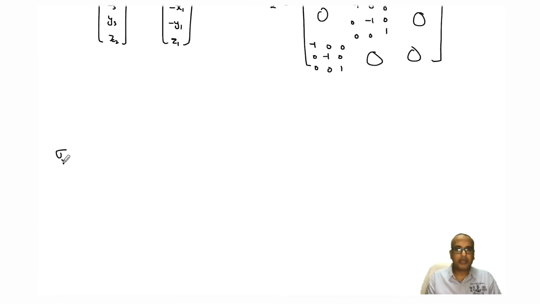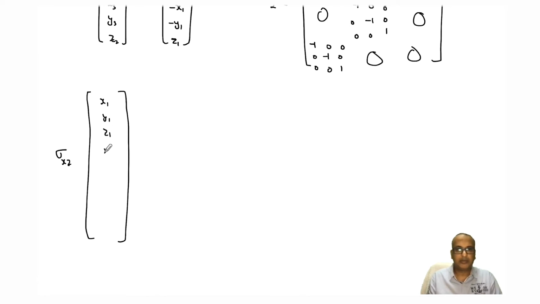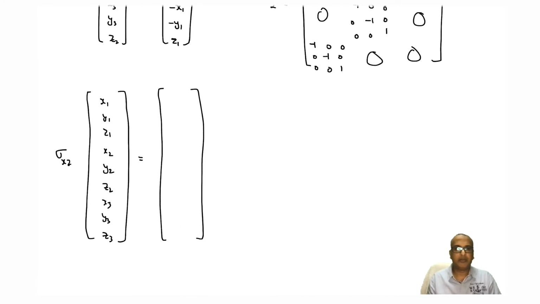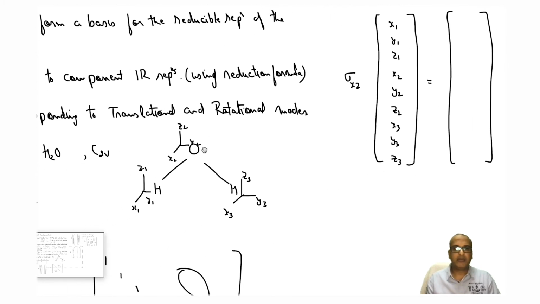Now let's do for sigma xz. So it is important to understand how to work this out. So again, we'll write the same matrix. Now let's see what is the effect of sigma xz. So effect of sigma xz, which is the plane going through this and reflecting atom 1 and atom 3. So again, 1 is reflected with 3 and only y changes its sign. X, because the plane is xz, so x and z will not change its sign.